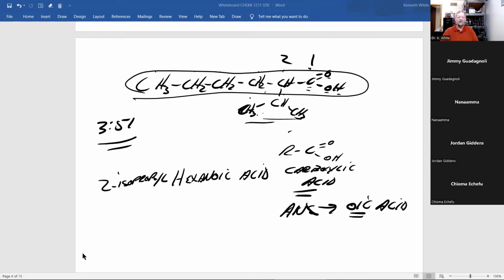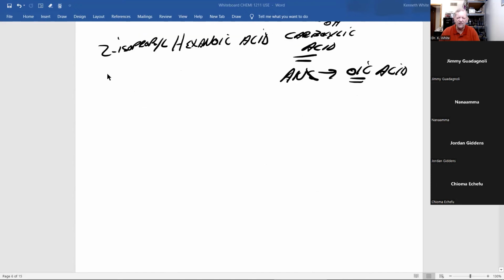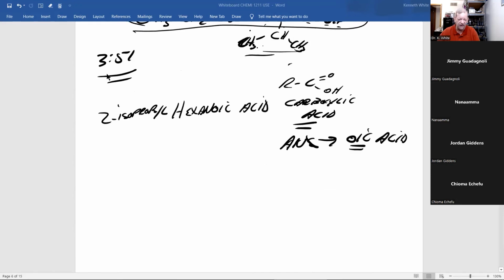All right, let's continue on with carboxylic acids. And a carboxylic acid is an R group. It's a carbonyl, carbon double bond oxygen. That carbonyl has a hydroxyl group. Remember, find the longest chain with the carbonyl carbon, name it as an alkane, drop the E, and add OIC to the end and a separate word, the word acid.